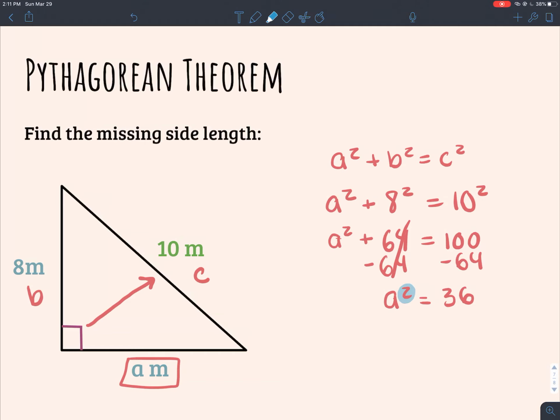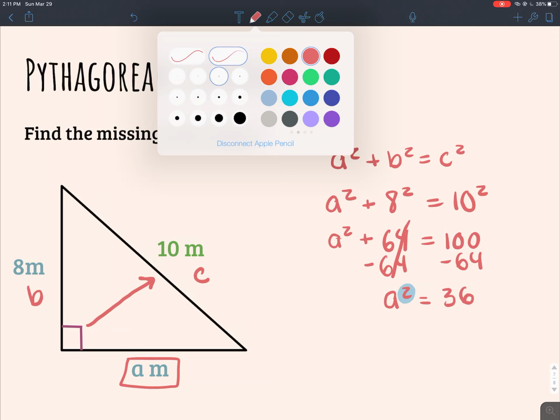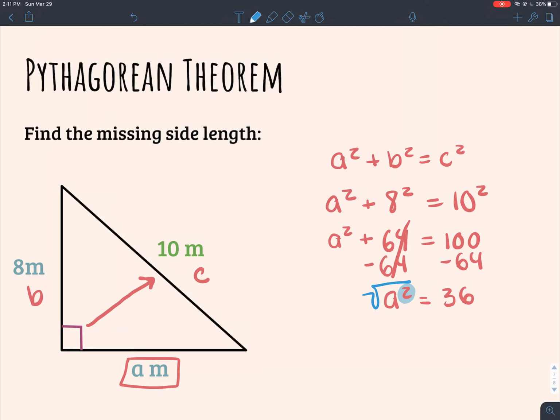And look, we still have our 2 here, so to get rid of that, we are going to take the square root of both sides, and we're left with A is equal to 6. So down here, A is 6 meters. So slightly different process, but we can still find the side length.